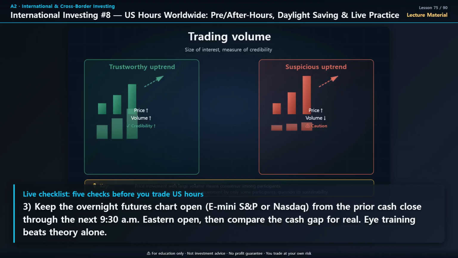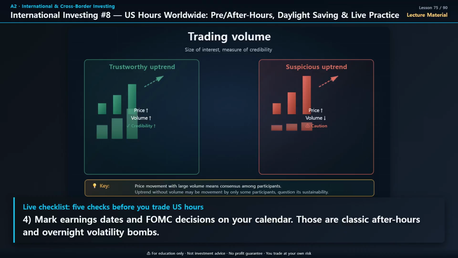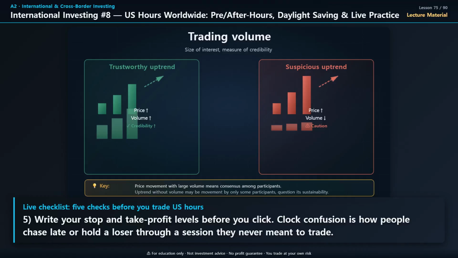3. Keep the overnight futures chart open, or not, from the prior cash close through the next 9:30 a.m. Eastern open. Then compare the cash gap for real. Training beats theory alone. 4. Mark earnings dates and FOMC decisions on your calendar. Those are classic after-hours and overnight volatility bombs. 5. Write your stop and take profit levels before you click. Clock confusion is how people chase late or hold a loser through a session they never meant to trade.